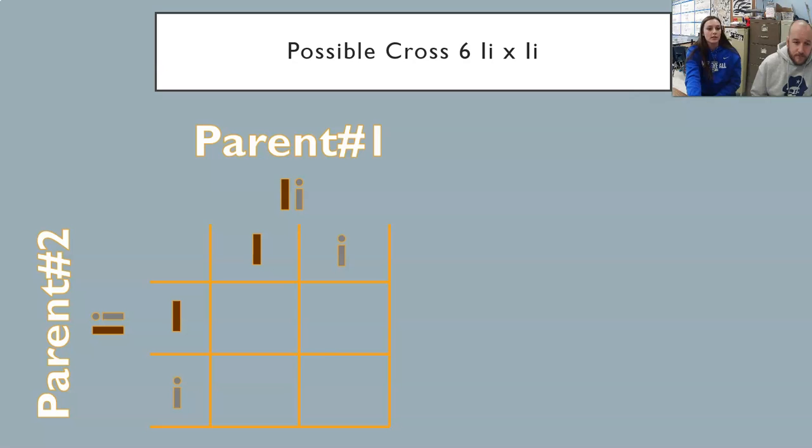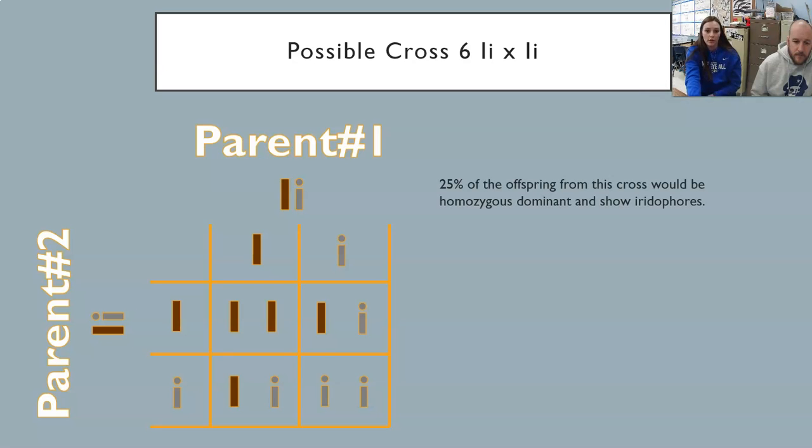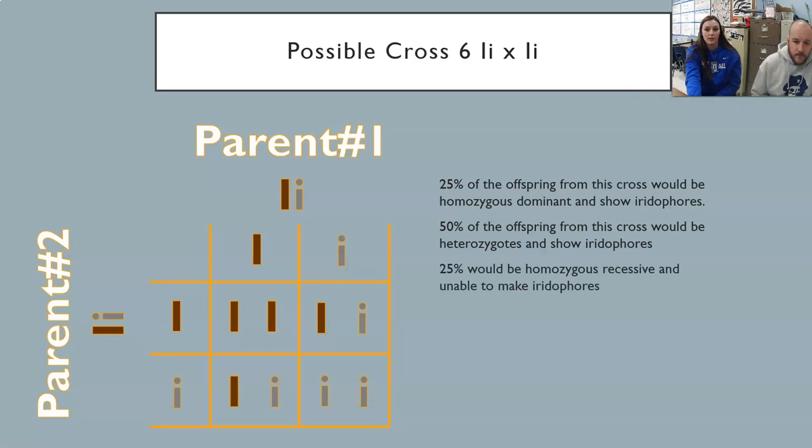All right, so possible cross 6, both parents were heterozygous. So we can fill in these Punnett squares where we drop in our alleles. First one would be homozygous dominant, can make iridophores. We have a couple of heterozygotes in there, and then the important one here is that we have a quarter of our offspring that are homozygous recessive, right? So they can't make iridophores. Because 25% of our offspring can't make iridophores, 50% of the offspring would be heterozygotes and can make iridophores, and 25% would be homozygous dominant and can make iridophores.